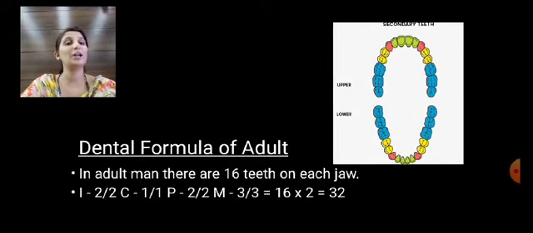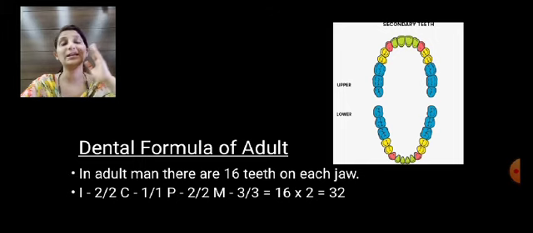Next is the dental formula of an adult. In an adult, there are 16 teeth on each jaw, 16 on the upper jaw and 16 on the lower jaw. Let us see how it is arranged. Incisors are 2 by 2 on one side, 2 on the upper jaw and 2 on the lower jaw. Canines are 1 by 1, 1 on the upper jaw and 1 on the lower jaw. Premolars are 2 by 2, 2 on the upper jaw and 2 on the lower jaw. And molars are 3 by 3, 3 on the upper jaw and 3 on the lower jaw.